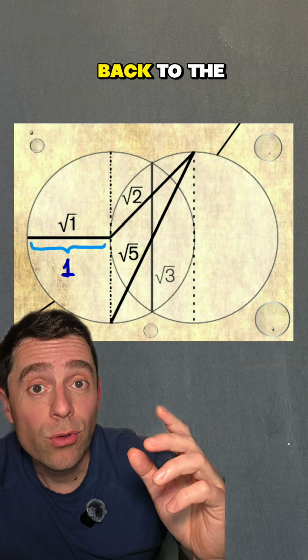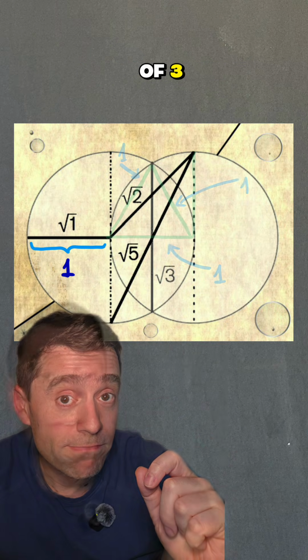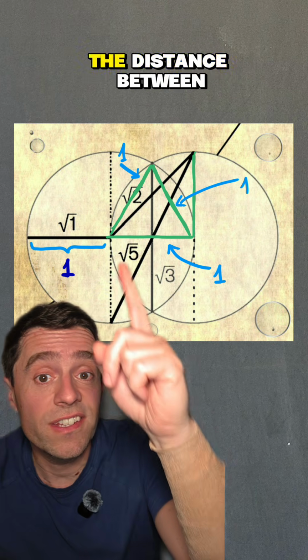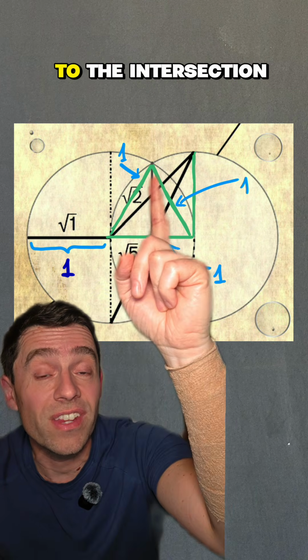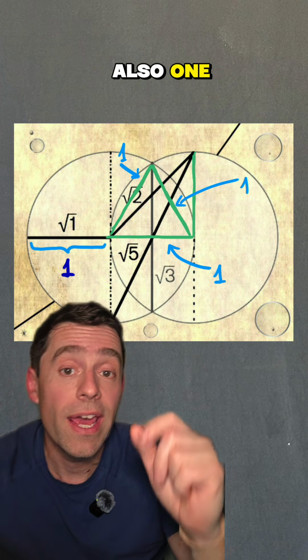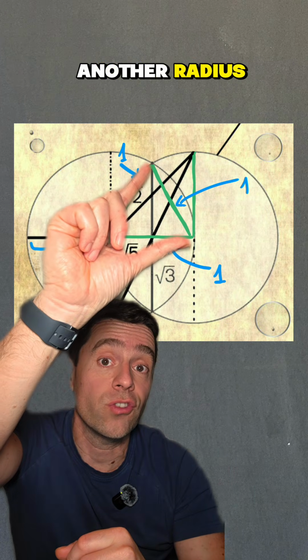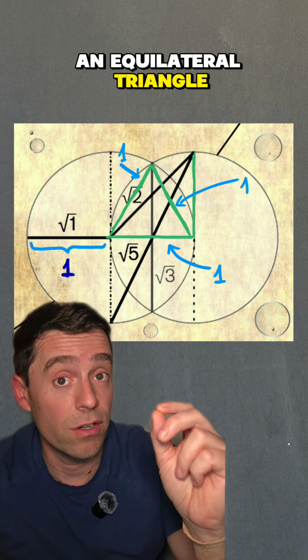Now let's go back to the drawing board and prove that this distance is a square root of 3. For that, notice again that the distance between the centers is 1. Also, the distance from that point to the intersection of the two circles is another radius, so it is also 1. And this is another radius, so it's also 1. So the triangle in green is an equilateral triangle.